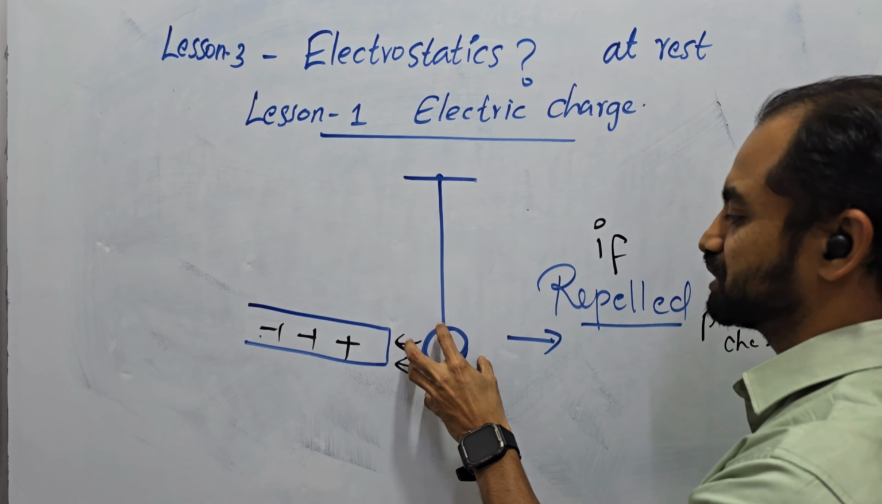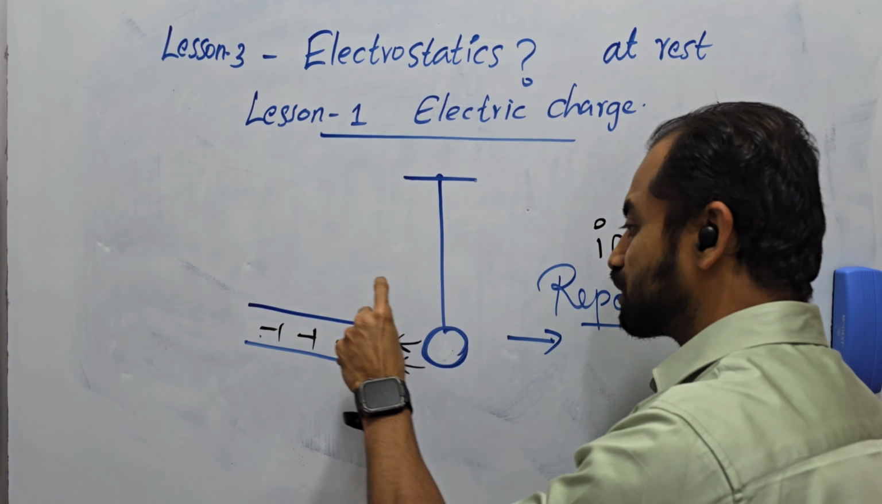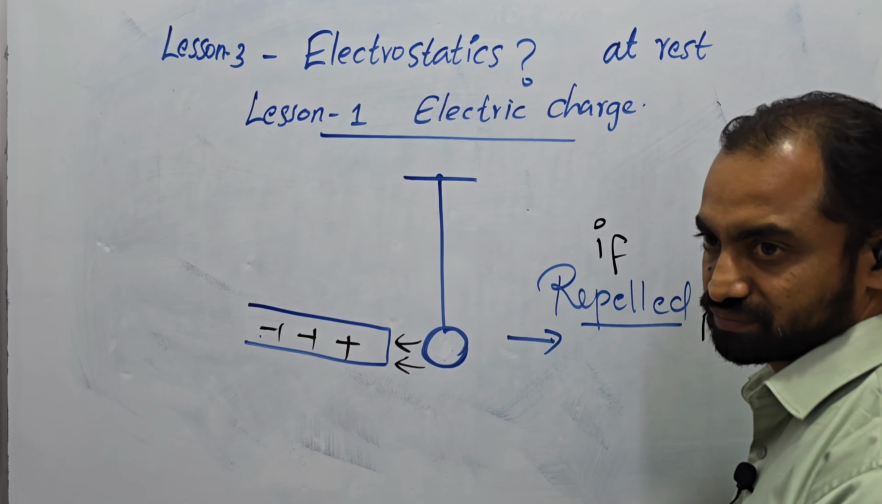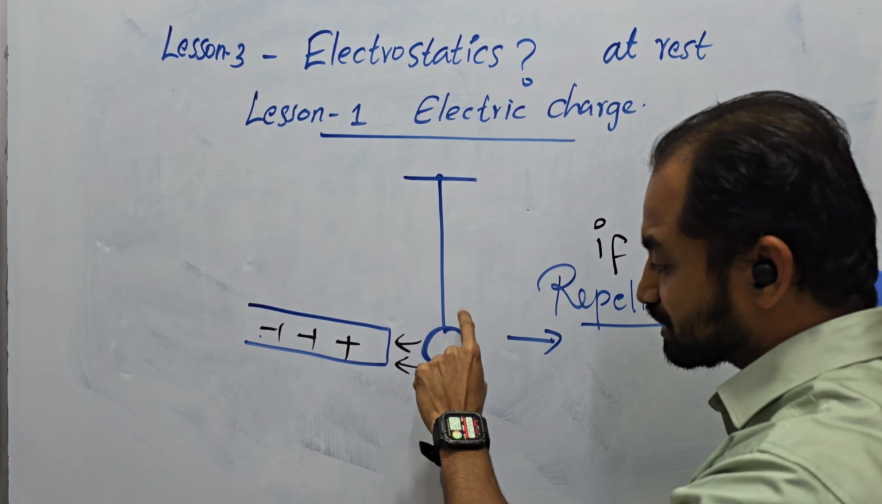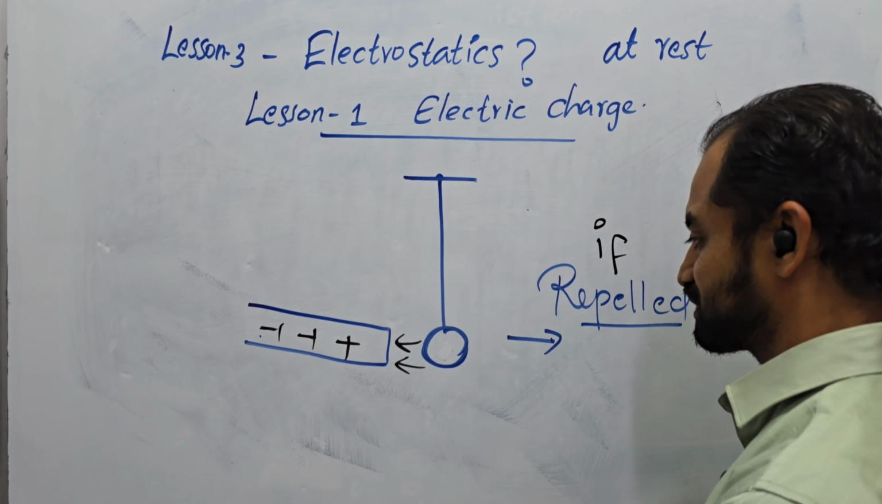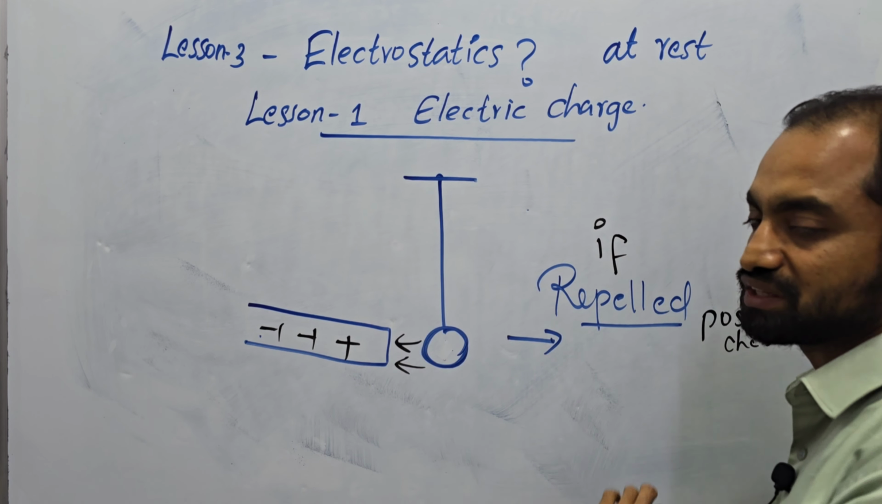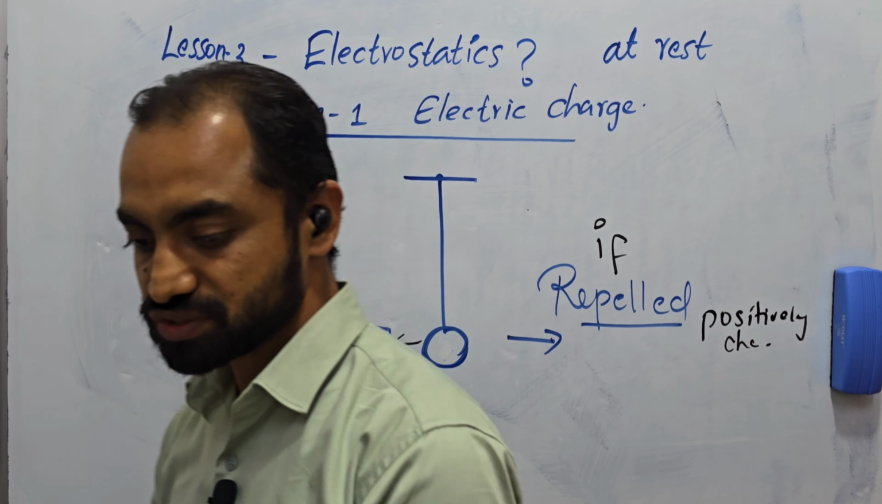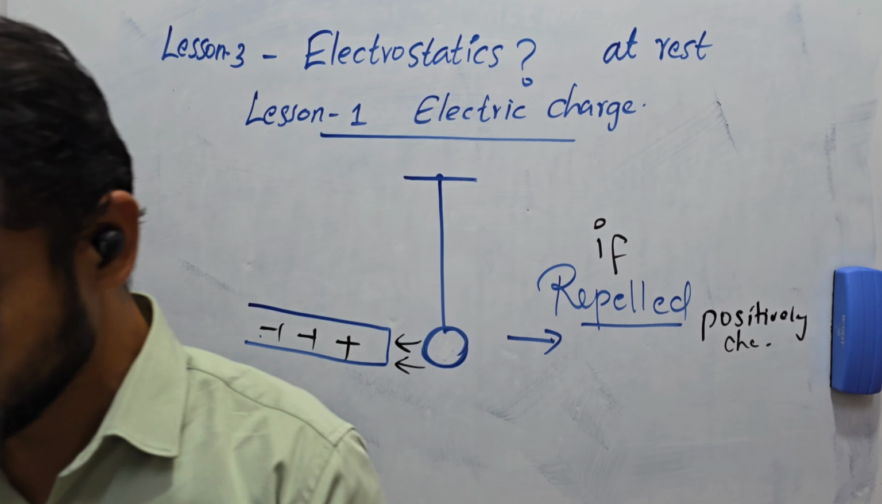Only the neutral object will be attracted towards both positive and negative charge. A negatively charged object will be attracted to only a positively charged rod and repelled by a negatively charged rod. I hope you understand, students. Any question?